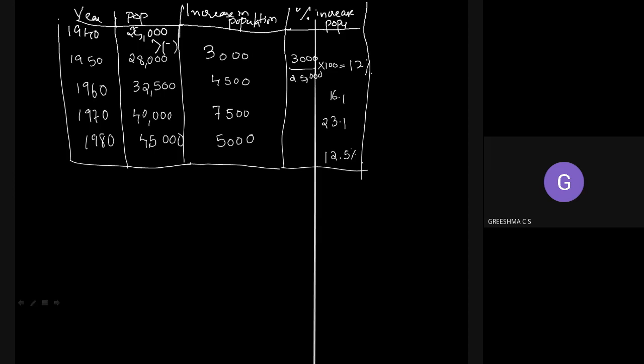If you observe closely, from 1950 to 1970 there is a rapid increase in the population, that is 12 to 16, 16 to 23. After 23.1 percent, in the year 1980, there is a decrease in the increase rate, that is 12.5. That means in 1970 the city has become saturated. The maximum number of people that can be accommodated in the city has been exceeded. Now more people cannot find accommodation in that city. So the saturation level has been reached in the year 1970.